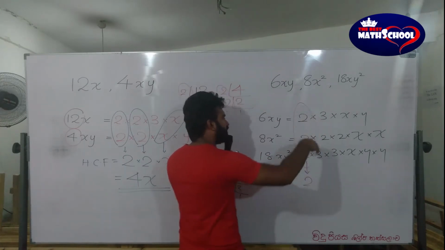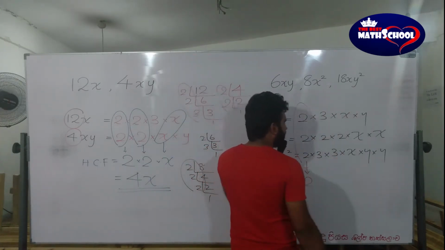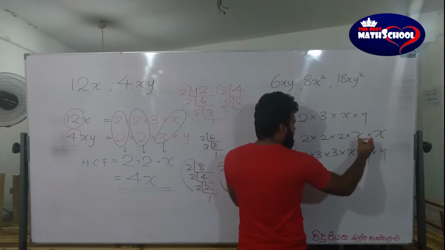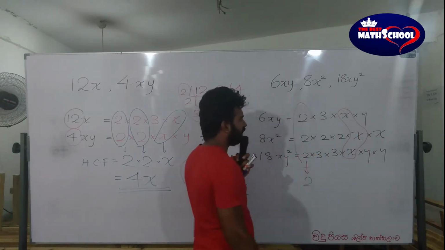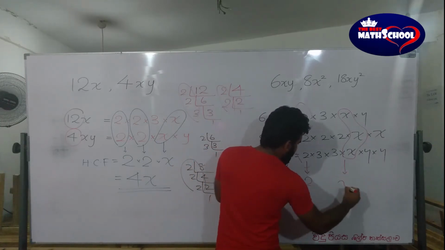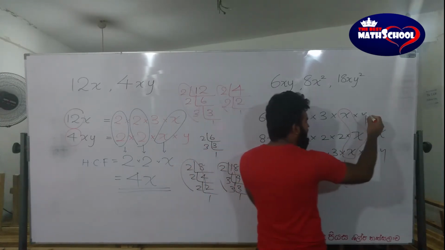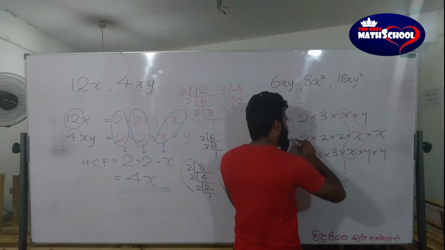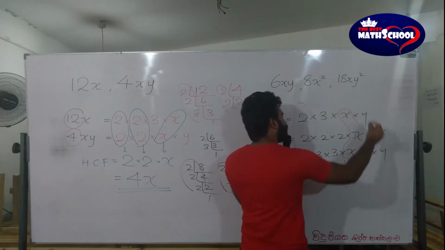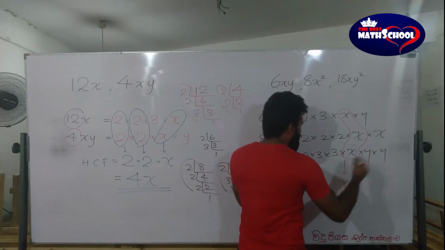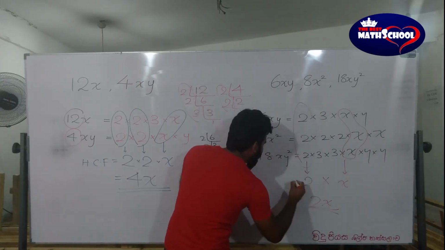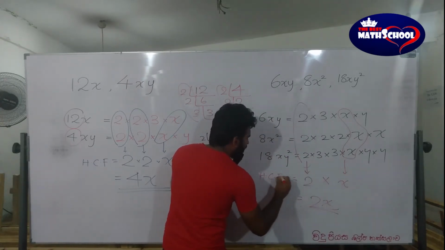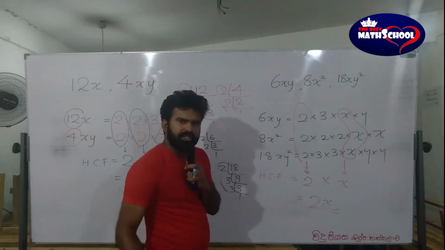So finish. Let's move to the next one. X. Right? X is there. X is there. X is there. So X will be common. So you can take X. And Y, can we take Y? In this term we can't see any Y's. So Y we can't take it. So that's all. So 2x will be the HCF of these three algebraic terms. Got it? That's all, right?